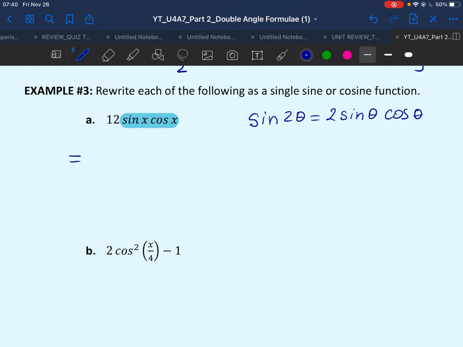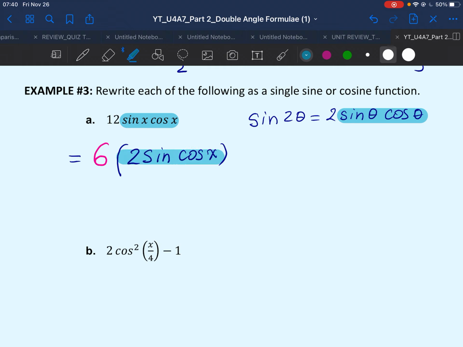So let's go over 12 sine x cos x. Notice that here we also have sine theta cos theta, sine x cos x. But all we need actually for sine 2 theta is a double. So what I am going to do, and I hope you're thinking the same way here, is break number 12 down into 6 and then multiply it by 2 sine x cos x. So now I can see better that 2 sine x cos x will give sine 2x, so that would be 6 sine 2x.